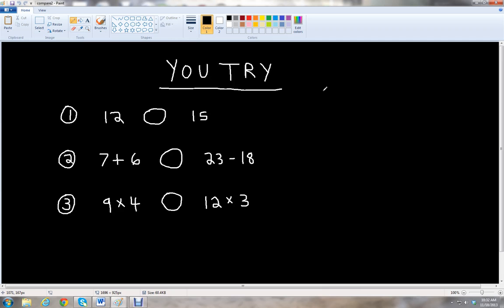Okay, so we'll go over the answers here. So here we have 12, and we're comparing this to 15. We know that 12 is less than 15 because 15 is the larger number. And so we're going to use the less than symbol. So 12 is less than 15. And notice that the alligator mouth is pointing to the larger number, or he eats the larger number, which is 15.